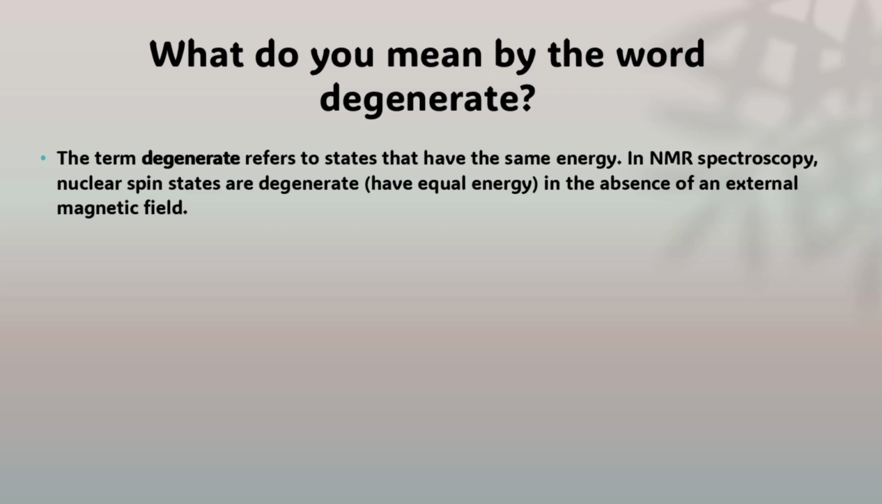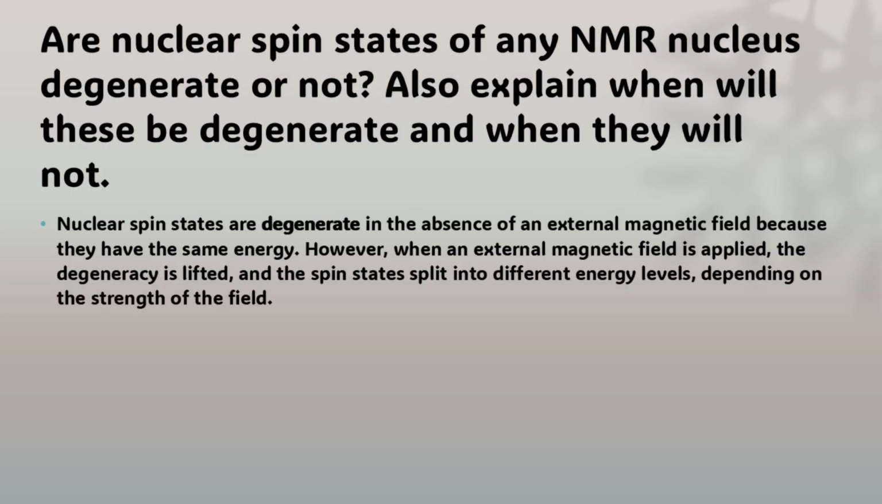The next question is question number 11. What do you mean by the word degenerate? The answer to this question is the term degenerate refers to states that have the same energy. In NMR spectroscopy, nuclear spin states are degenerate, have equal energy in the absence of an external magnetic field. This means they will have the same energy associated with them. The next question is question number 12. Are nuclear spin states of any NMR nucleus degenerate or not? Also explain when will these be degenerate and when they will not.